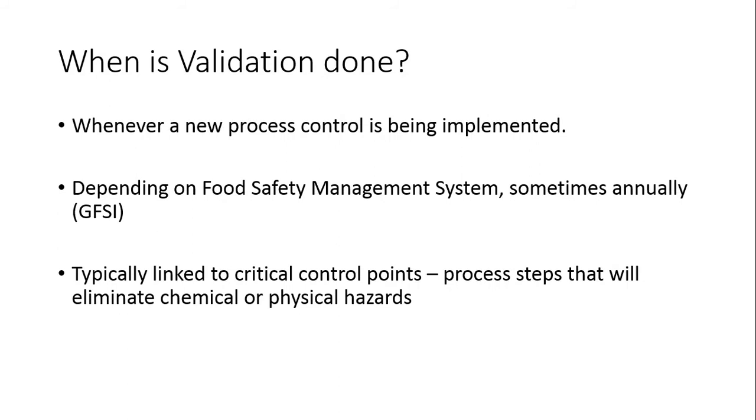So when do you need to do it? You need to do it anytime a new process control is being implemented, anytime a new product is being launched that is substantially different from other products. And in the case of GFSI programs, it needs to be reviewed on an annual basis to make sure that the science hasn't changed radically in terms of its interpretation. Validation typically is linked to critical control points or operational prerequisite controls. However, you do need to be aware that there may be additional opportunities for validation within your prerequisite program or GMP.